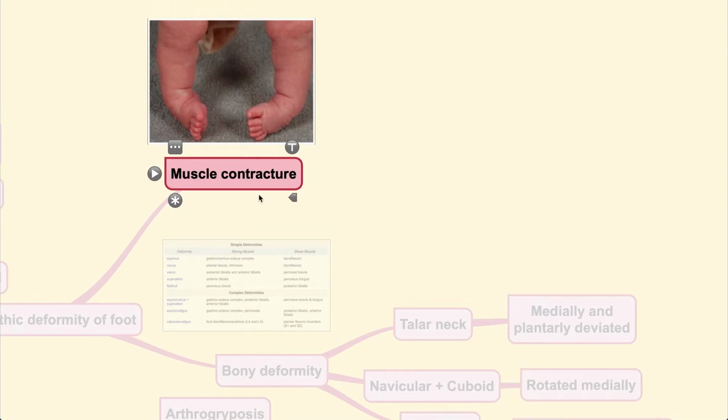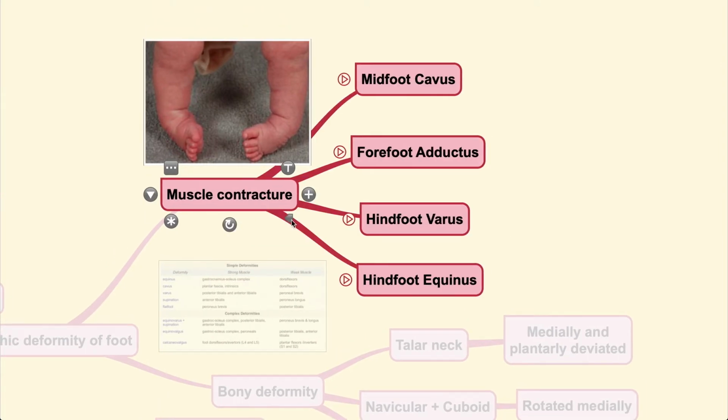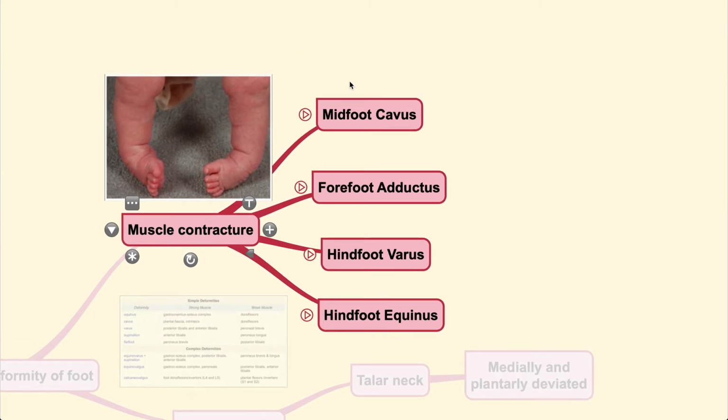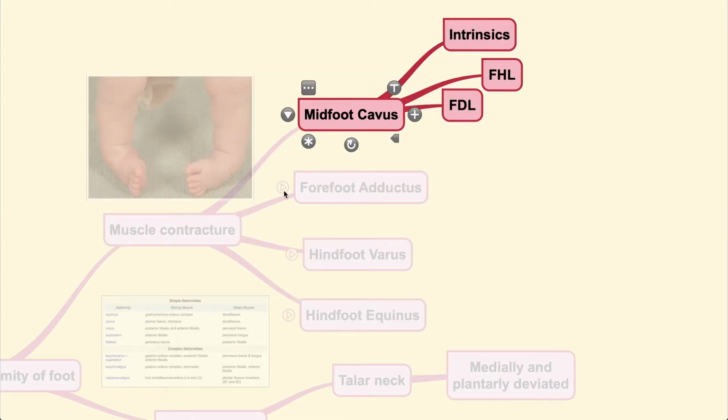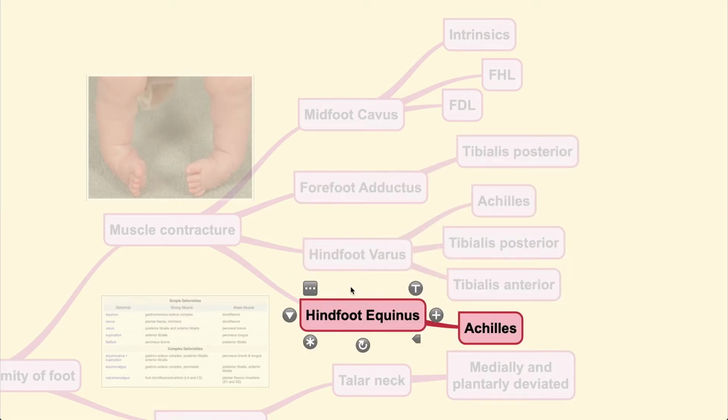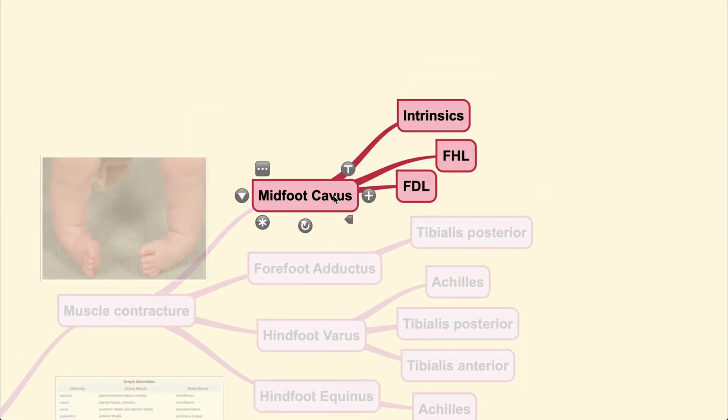Next would be the muscle contracture. As you can see here, alongside the bony deformity, there are also problems of the muscles which cause the typical deformity that CTEV patients possess, which is the CAVE: C for cavus, A for adductus, V for varus, and E for equinus. Each of these conditions is associated with different activated muscles. For example, cavus is usually caused by abnormalities in the intrinsics, FHL and FDL. FHL stands for flexor hallucis longus, FDL stands for flexor digitorum longus.